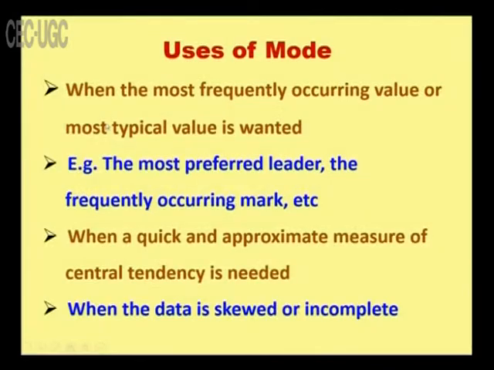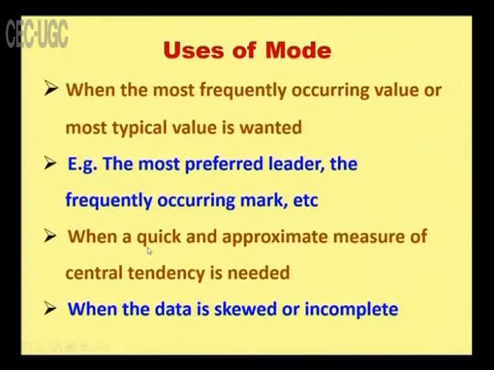And now, what are the uses of mode? Where is it used? When the most frequently occurring value or the most typical value is wanted. Suppose we have a data set and we want to know the most frequently occurring value, for example, the most preferred leader, or the frequently occurring mark. For example, in a class test, one particular mark occurs many times, say 70. That means many students could have got the mark 70. If you are particular about identifying that mark, then we have to go for the mode. Similarly, to find which leader got the most votes, we can use the mode.